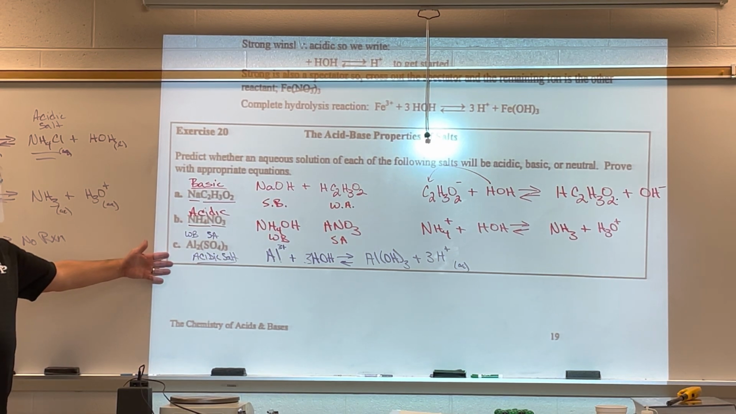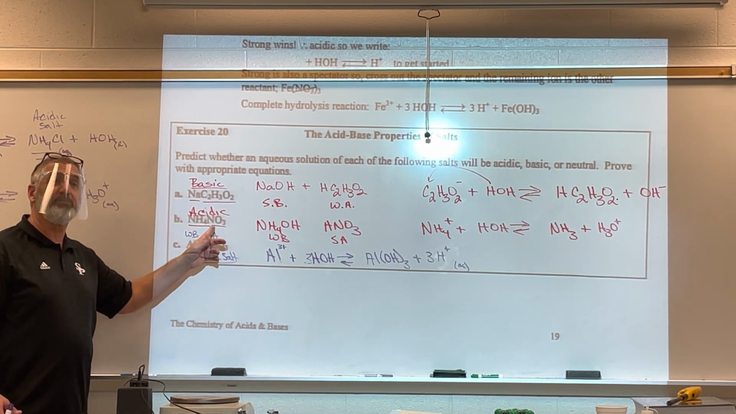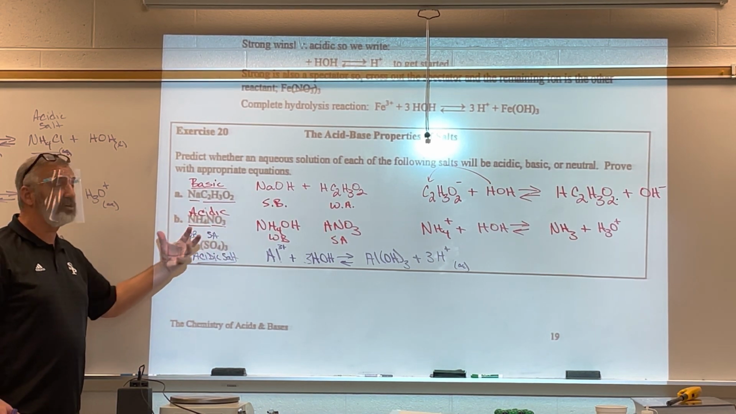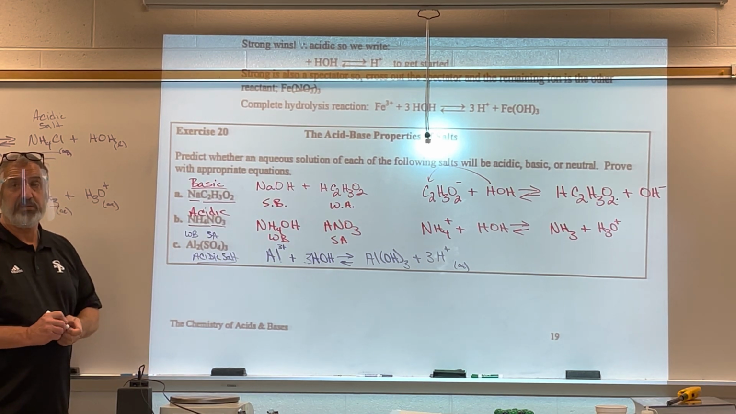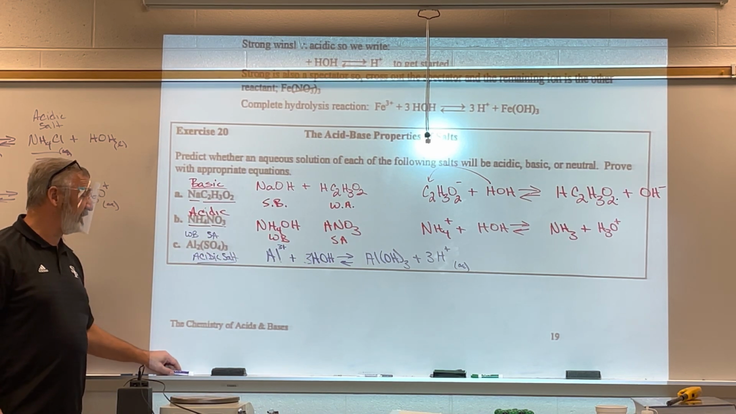To be able to determine whether it's acidic, basic, or neutral, you just look at, in your brain, you just think, what base did the positive thing come from, which acid did the negative thing come from, the stronger one wins. Then it's the part that comes from the weak one that's actually going to react with the water.